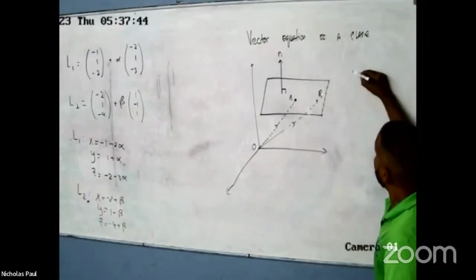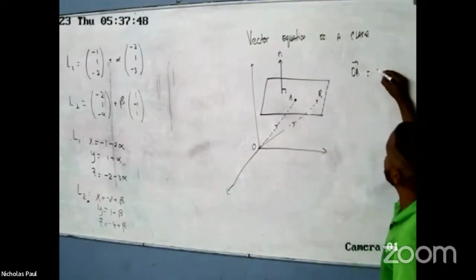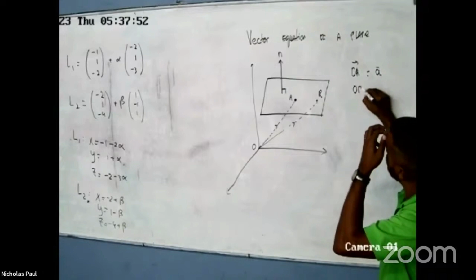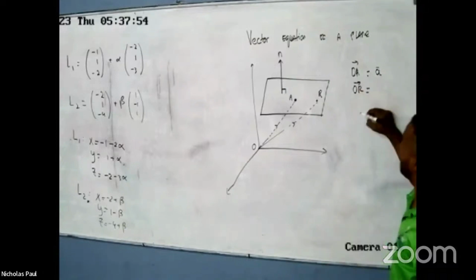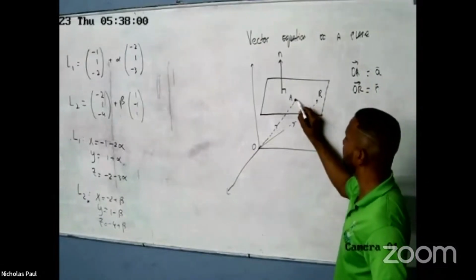The position vector AO, let's call it small a. And the position vector OR, let's call it small r. So can we find AR?